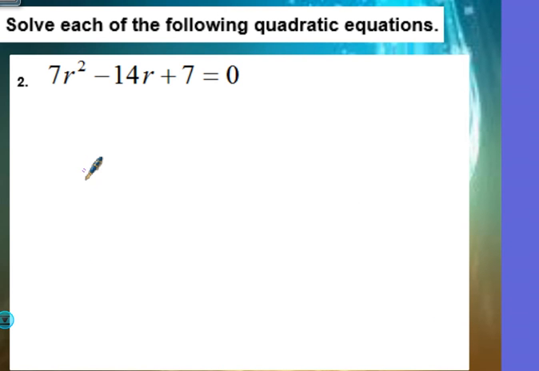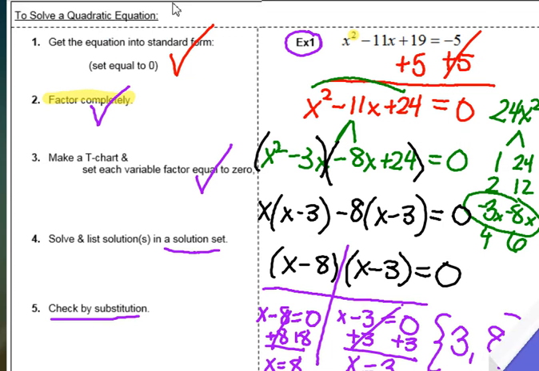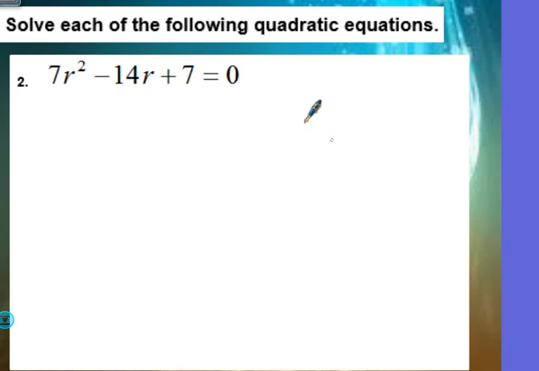Example 2 on the back, solve the following quadratic equations. Remember that our first step is to get the equation into standard form, or just think of it needs to be set equal to 0. When I look at this one, do you notice how it already equals 0? So we don't have to take that step into consideration.